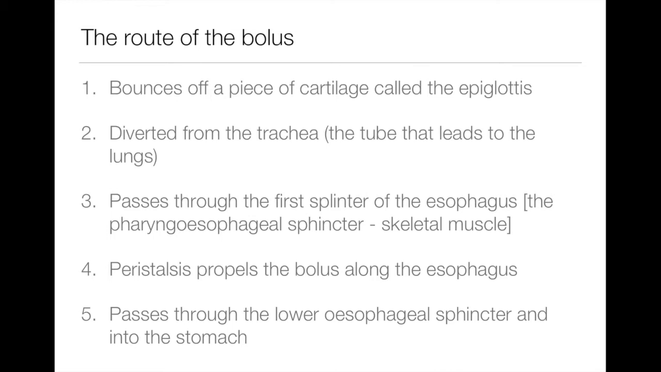So the pharynx leads to the esophagus, and it is the tube that extends from the mouth to the stomach. So when we swallow, the bolus bounces off of a piece of cartilage called the epiglottis, and it is diverted from the trachea and into the esophagus. The trachea is a tube that leads air to the lungs.